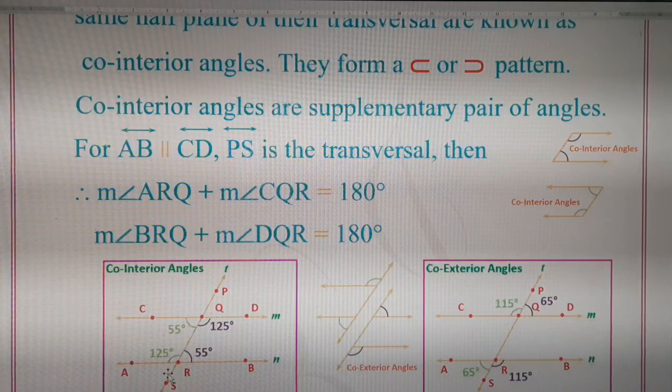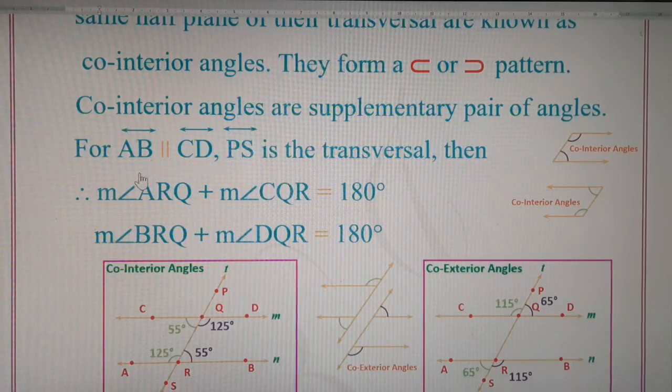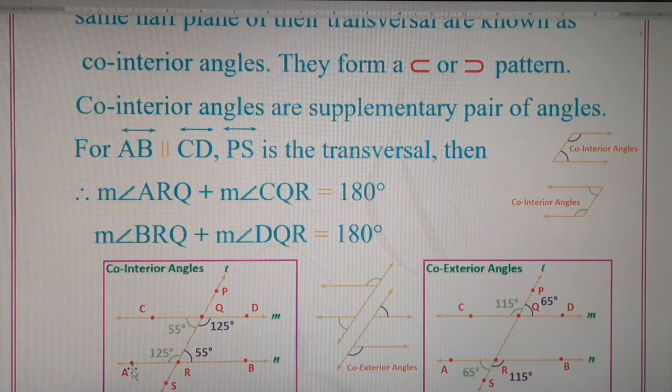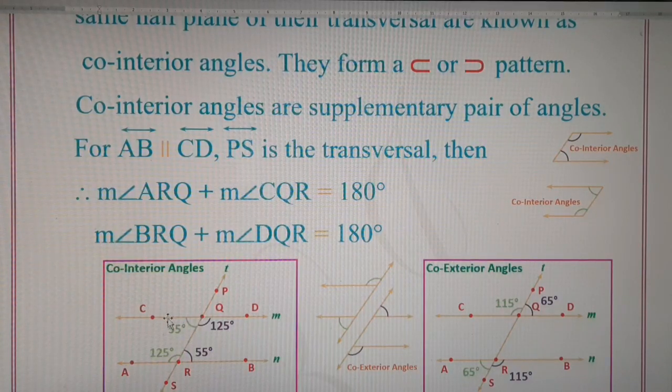So in this particular diagram, we are getting two parallel lines. We can say line M is parallel to line N and line T is the transversal. Or we can say line AB is parallel to line CD and line PS is the transversal. Then the two pairs of angles which are co-interior angles are angle ARQ and angle CQR. So we can say this C pattern is formed.